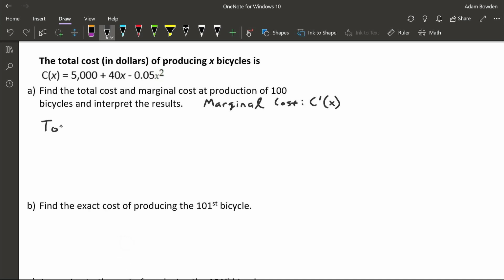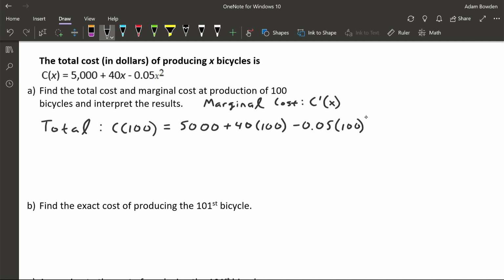So for total costs, we find that by plugging the number into the original cost function, C(100). That would look like 5,000 + 40 times 100 - 0.05 times 100 squared. That comes out to a total of $8,500 for total costs for 100.